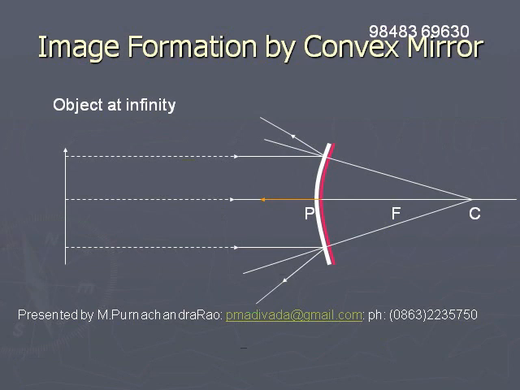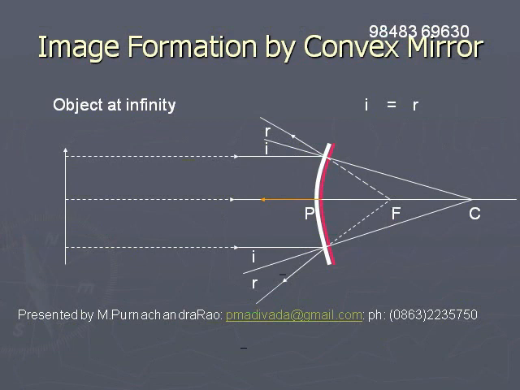The one which passes along the principal axis is reflected backwards along the same line. That is the ray incident at P. The other two rays, after reflection, get reflected away from the mirror. They follow the law of reflection, that is, i is equal to r. On producing them in the backward direction, they meet at a point. That point is the focus F.